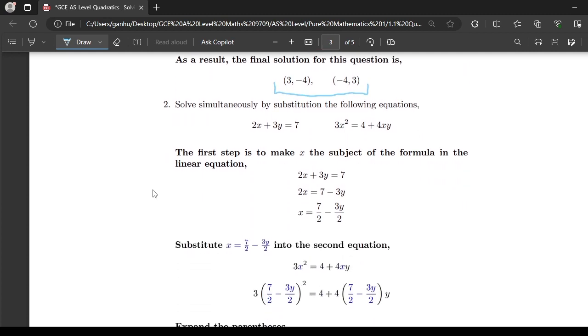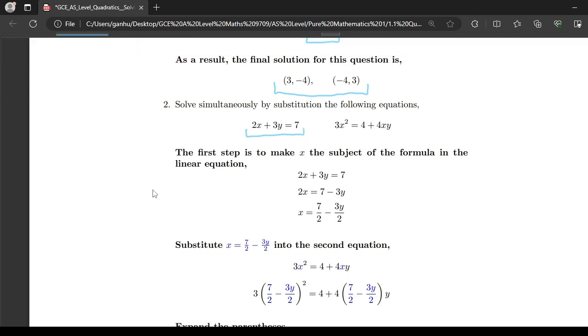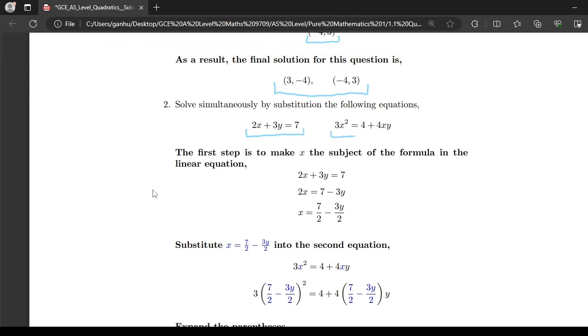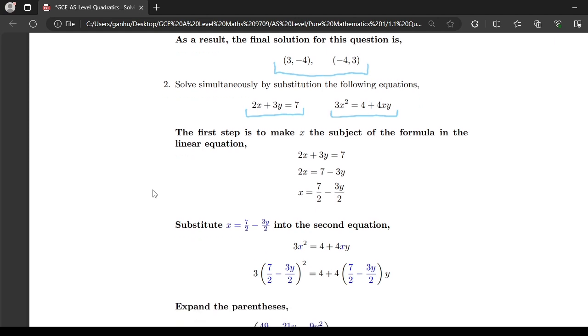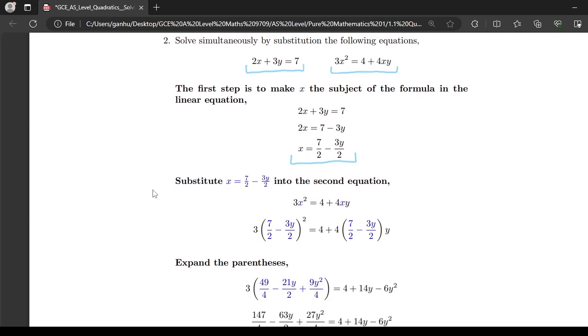Our linear equation is 2x plus 3y equals 7, and our quadratic is 3x squared is equal to 4 plus 4xy. Again, let's make x the subject of the formula in our linear equation. So it becomes x is equal to 7 over 2 minus 3 over 2y. Let's go back to our quadratic, and everywhere where there's an x in our quadratic equation, we want to substitute with this expression. So that's what we have done here.